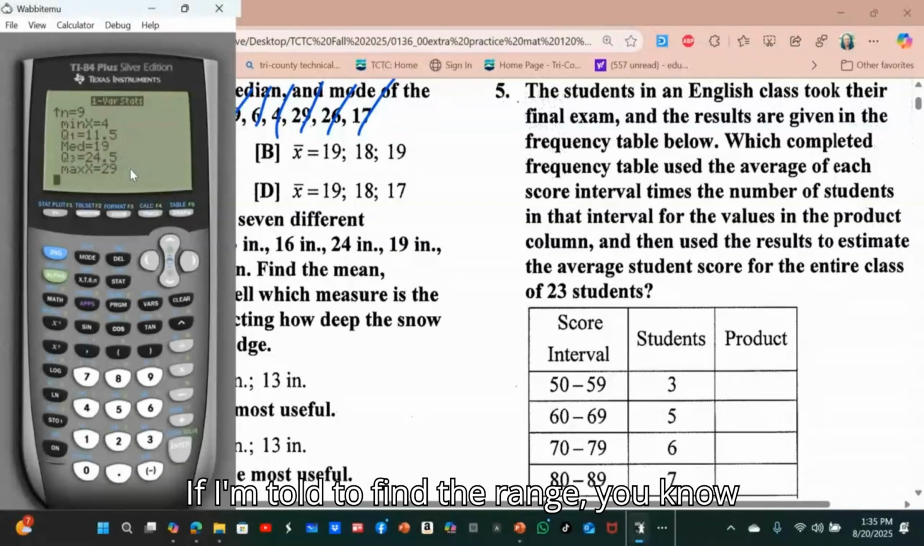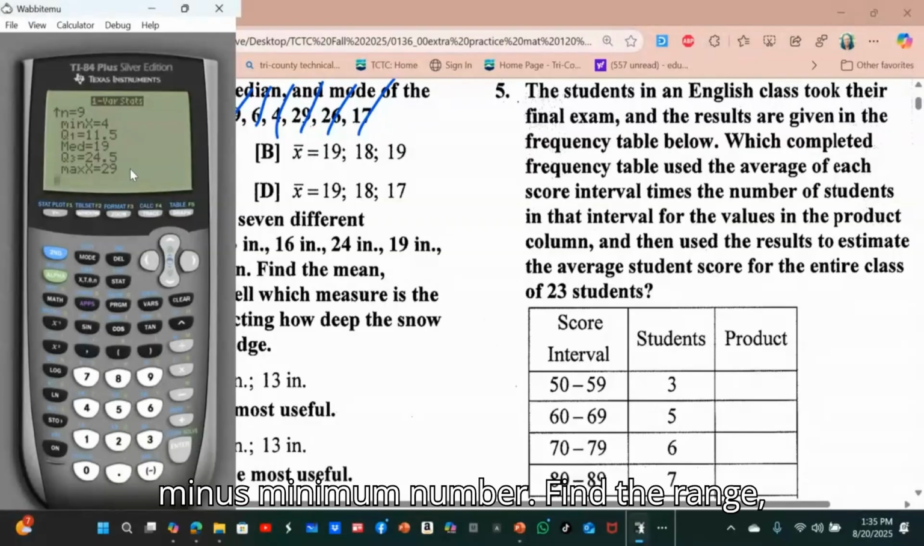If I'm told to find the range, you know that the range is the maximum number minus the minimum number. If you're told to find the interquartile range, it means Q3, the third quartile, minus the first quartile.